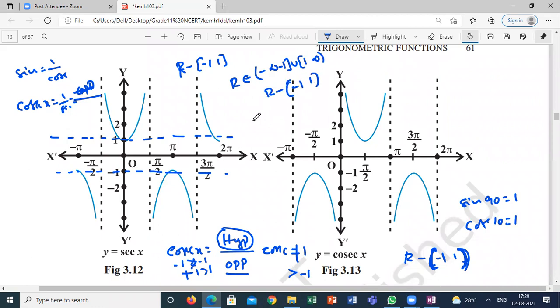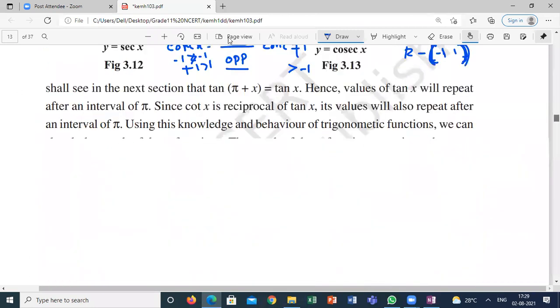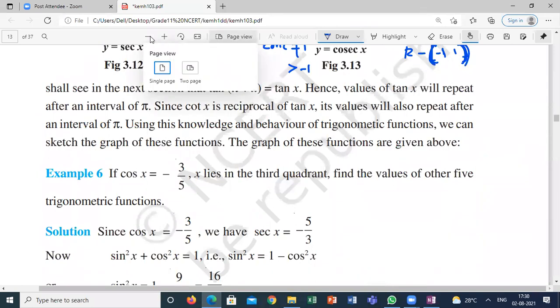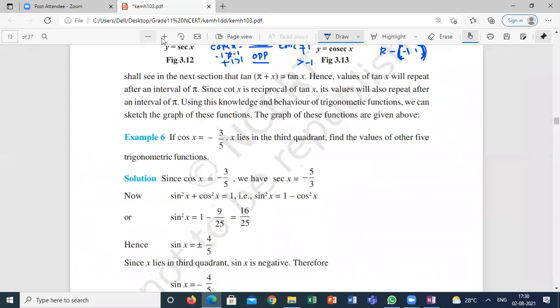Is it clear, guys, how to explain the range and domain of all six trigonometric ratios, from where to where it is increasing, from where to where it is decreasing? Is it clear? Yes, sir. Now we will do a few numericals.